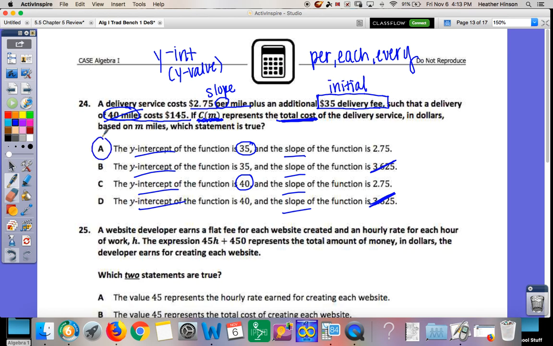So it's going to be A. Then after you pay that $35, you're going to do the total, the slope of $275 per mile. But you have to pay that delivery fee first.